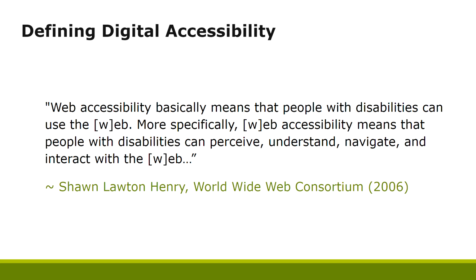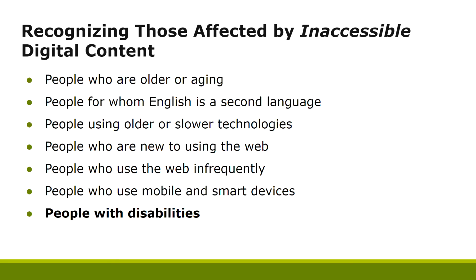She goes on to say that while access to people with disabilities is the primary focus of web accessibility, it also benefits people without disabilities. Sean's point is that while accessibility is necessary for people with disabilities, it is also enormously beneficial for people who do not necessarily identify in that way. Inaccessible digital content can be problematic for people who are older or aging, people for whom English is a second language, people using older or slower technologies, people who are new to using the web, people who use the web infrequently, people who use mobile and smart devices, and of course, people with disabilities.